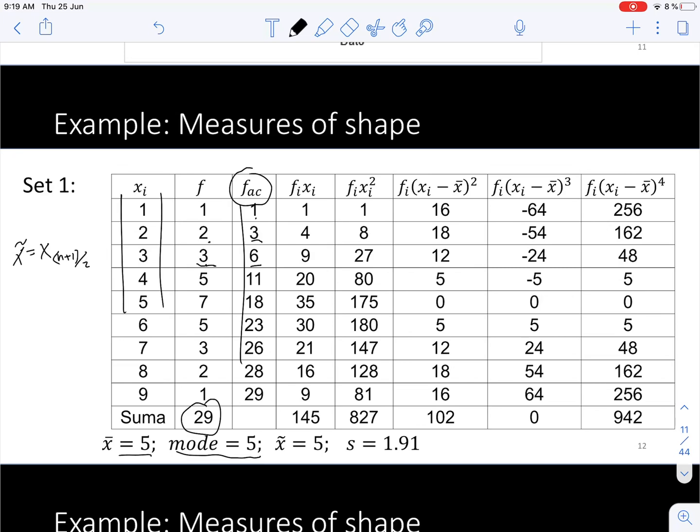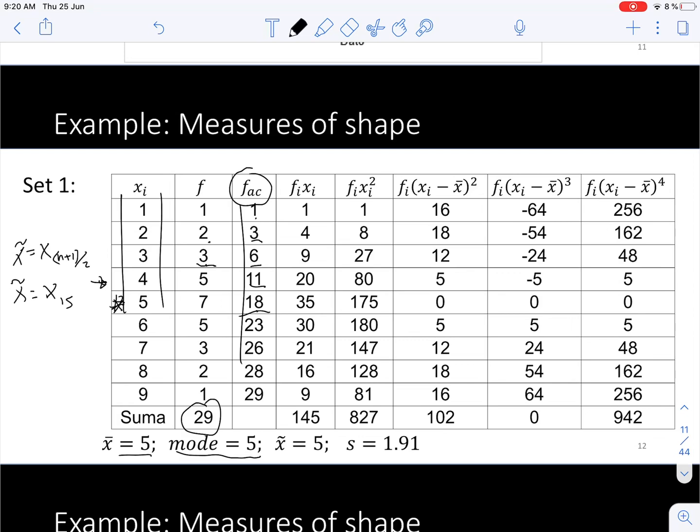Then we need to find where the 15 is included. So we know that in the fourth class, we have up to position 11, right? But we're looking for position 15, because the median is located in position 15. That position, guys, is included in this class here, right? Because in this class, the cumulative frequency is 18. Since the previous cumulative is 11, that means that positions 12, 13, 14, 15, 16, 17, and 18, of course, are included in this class, right? So the 15, it's here.